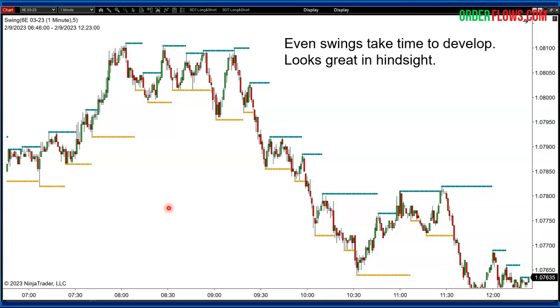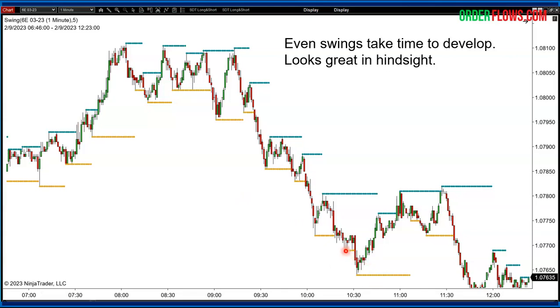Swings take time to develop, and they look great in hindsight, but in fast forward to real time, you're not getting the signals as quickly as you think you are. Okay, so I mean, just go on there. You can see it here. If you're on NinjaTrader, go to swings and add it. And you could play around with it, but just bear that in mind, right? It's because it needs to go over a certain price. I mean, look at this.